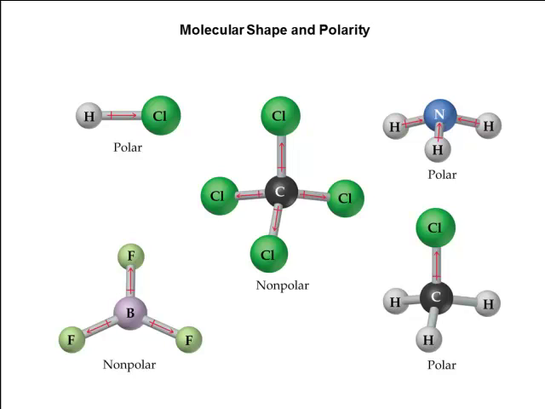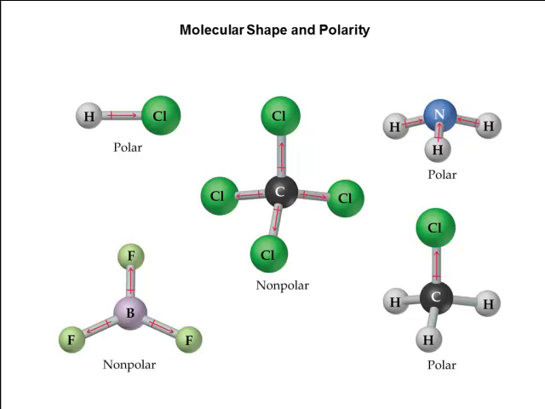If I look at an individual boron-fluorine bond, fluorine is going to be more electronegative than boron. So within that individual bond, boron is going to be slightly positive and the fluorine is going to be slightly negative. But now, because I have two other fluorines pulling against that boron as well, and I've got symmetry because it's trigonal planar, they're all pulling equally away from that boron, and it turns it into a nonpolar molecule.